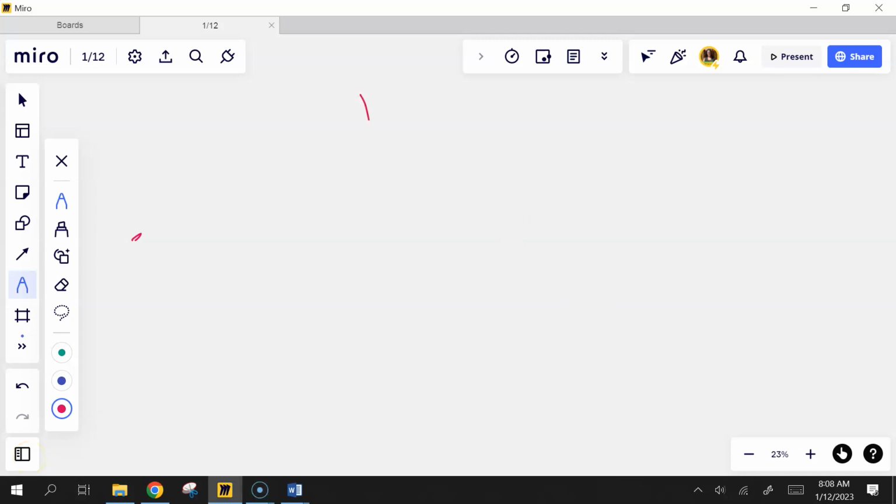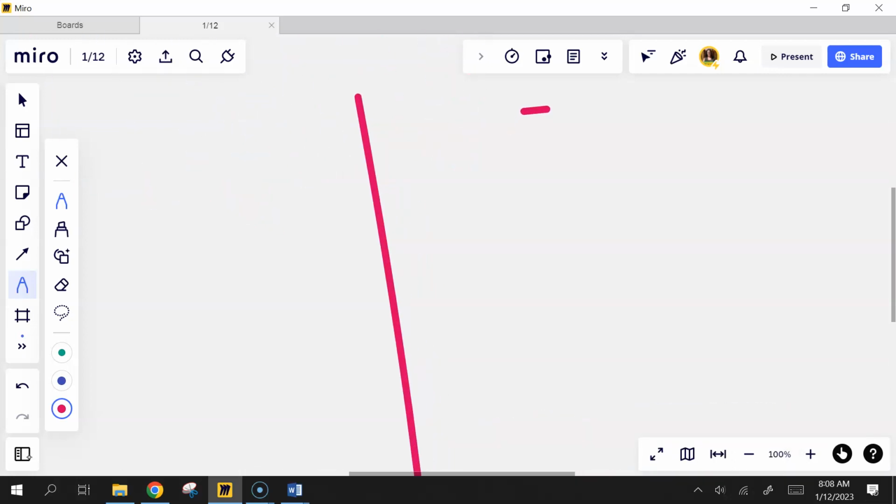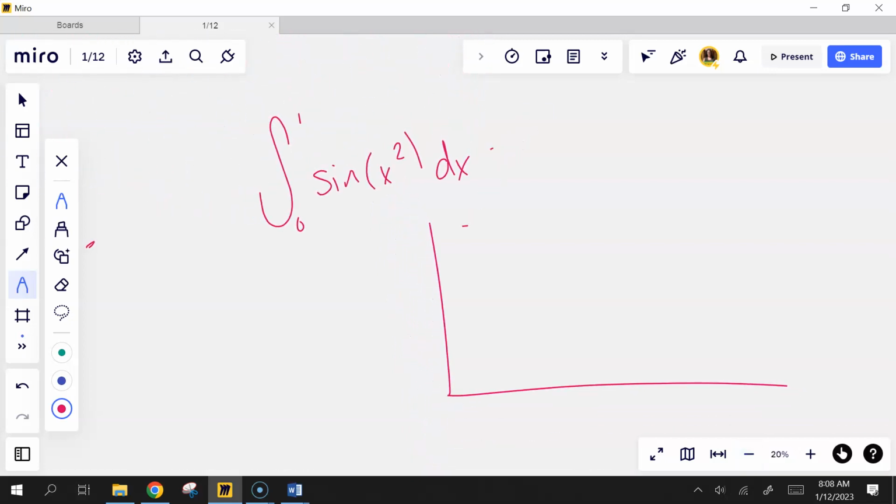Show that the value of the integral from 0 to 1 of sine of x squared dx cannot possibly be 2. Okay, well, let's see what it looks like from 0 to 1. So we're showing that it cannot be 2. Well, let's graph it first.